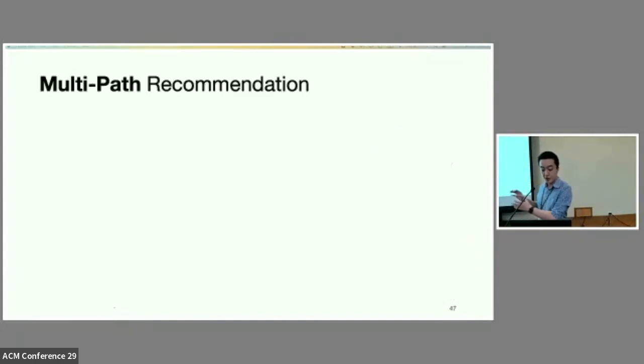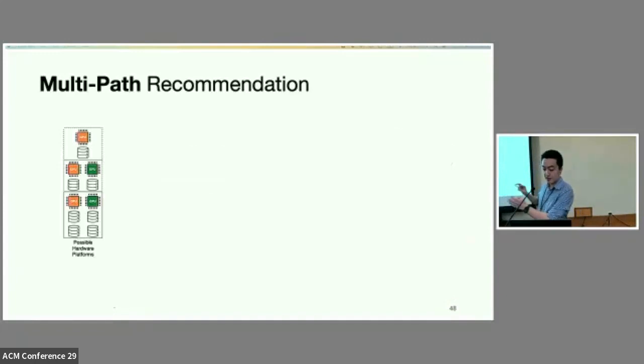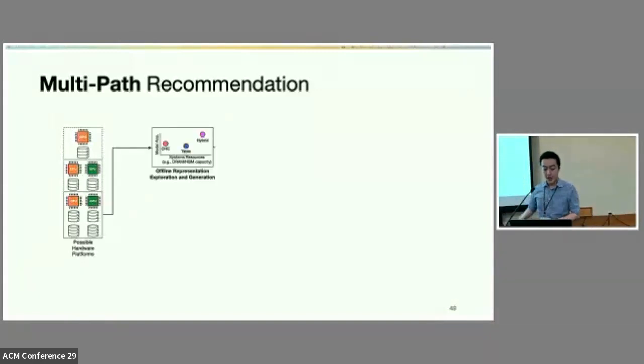So let's take a closer look at how we implement multi-path recommendation. First, we look at the set of feasible hardware platforms. For example, we can have a single CPU or a CPU-GPU system, each with different amounts of storage available. And based on the available memory capacity, we can start to train and identify representations that fit within my capacity budget.